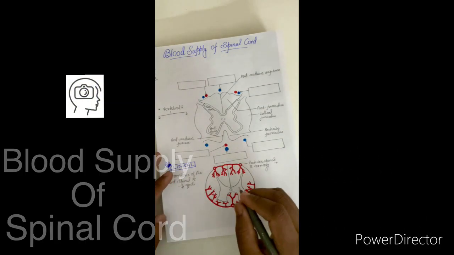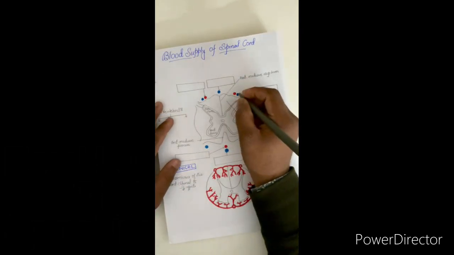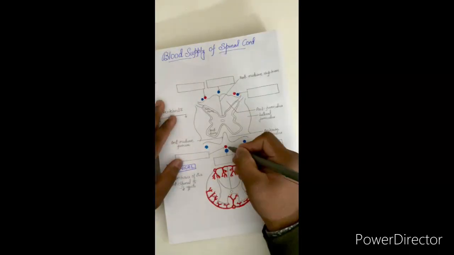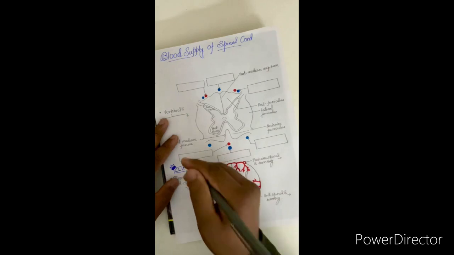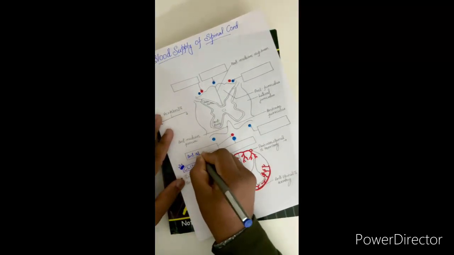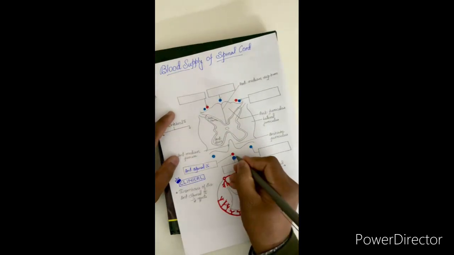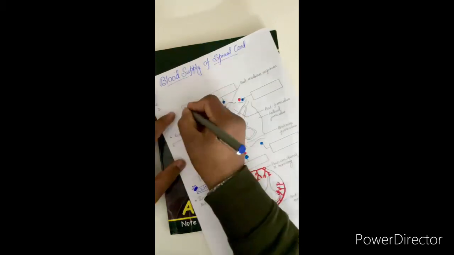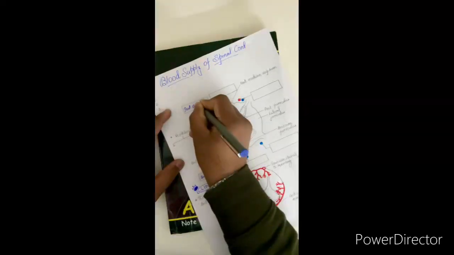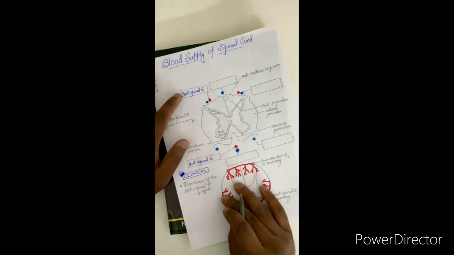Today we start blood supply of spinal cord. First we start arterial supply of spinal cord. Arterial supply of spinal cord is derived from three longitudinal arterial channels. First is the anterior spinal artery. This artery is unpaired and the posterior spinal arteries are paired. The anterior spinal artery and posterior spinal artery are derived from the vertebral artery.